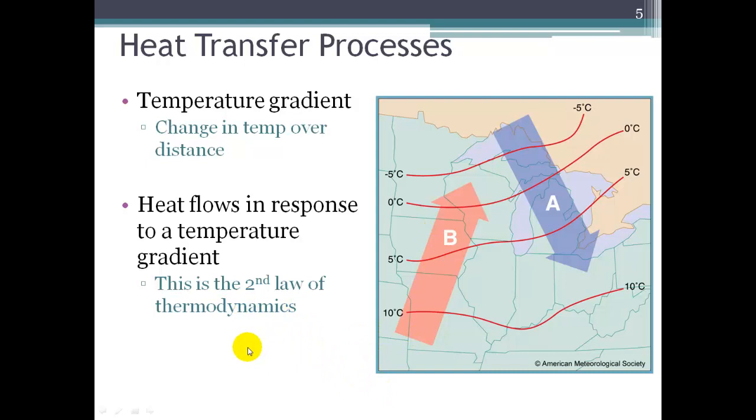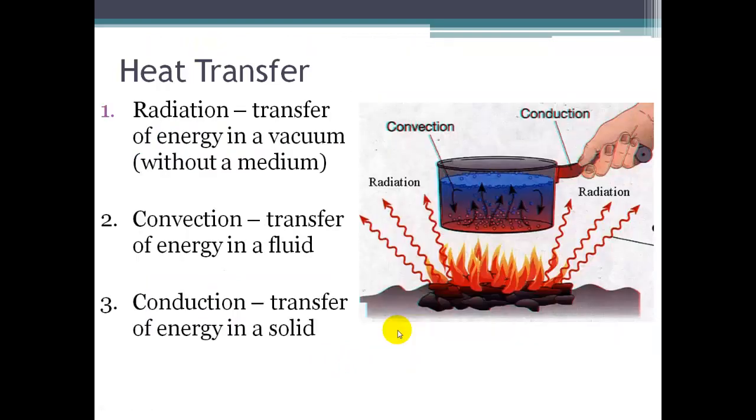Things move from where there's more to where there's less. The second law of thermodynamics basically states that nature doesn't like to have this kind of order. So nature likes to mix things up. Heat can be transferred in one of three ways: radiation, convection, or conduction. Radiation is the transfer of energy in a vacuum. We don't need a medium to transfer radiation. Think of the sun transmitting its energy to the earth through space. In this example, we have a campfire, which emits its heat through radiation.